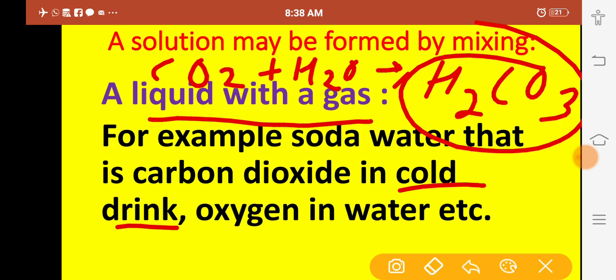The carbonic acid has a pleasant taste. It means that by adding carbon dioxide in the liquid, in the solution, it converts into carbonic acid, H2CO3, which has a pleasant taste. So to increase the taste of soda water or cold drink, we add carbon dioxide. Here you are adding carbon dioxide in water, so carbon dioxide is the gas and water is the liquid. This is an example of a gas in liquid. That is why I have written here a liquid with a gas. The liquid is the soda water in which carbon dioxide gas is filled.